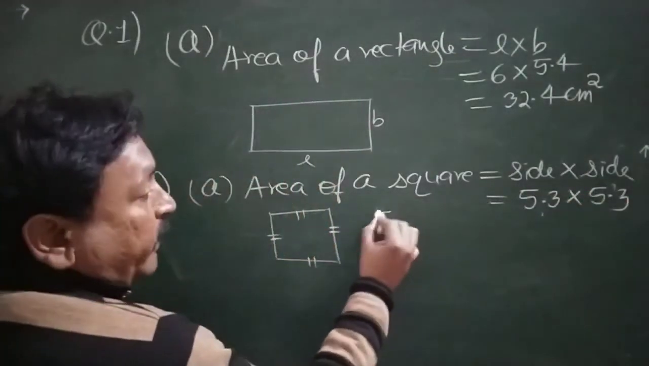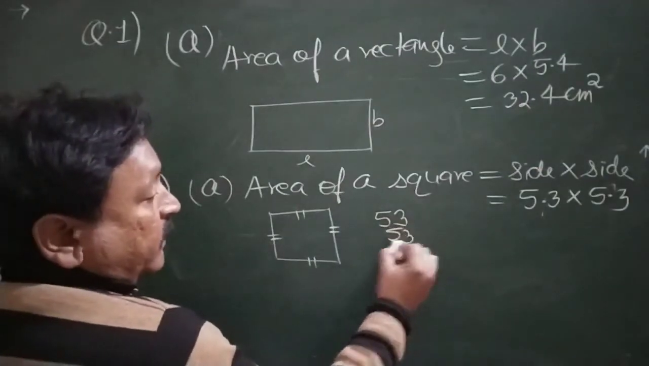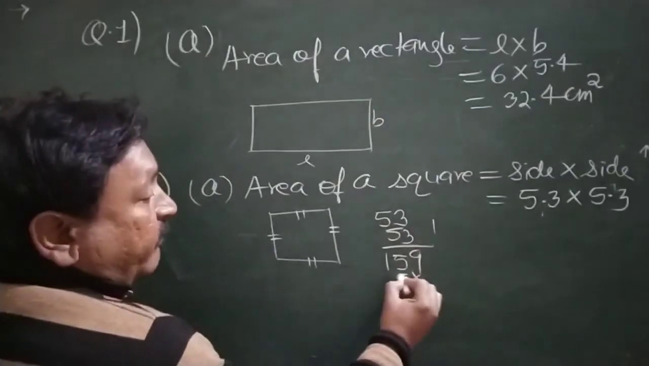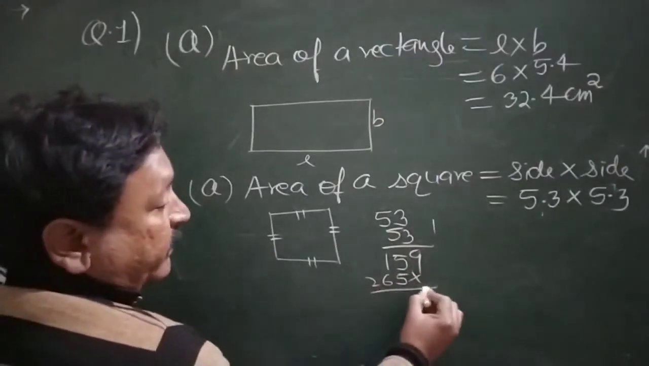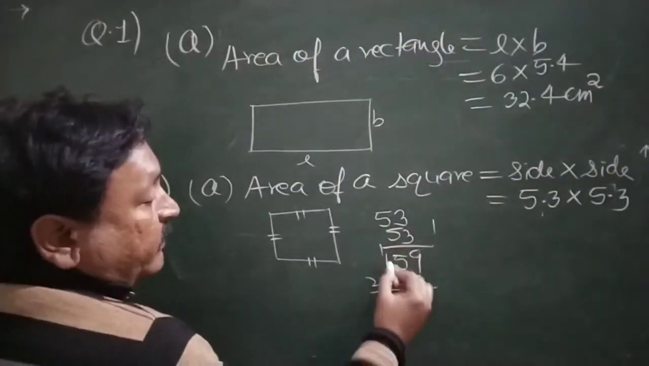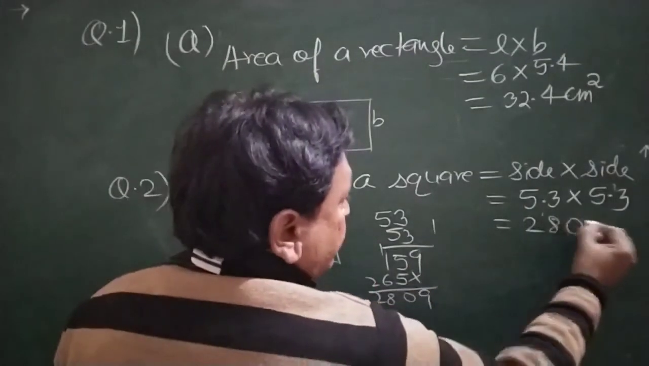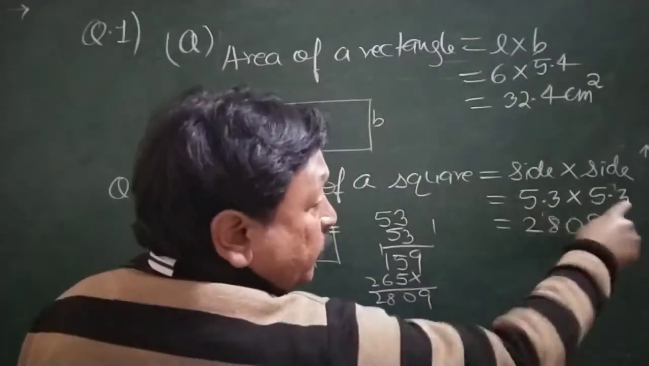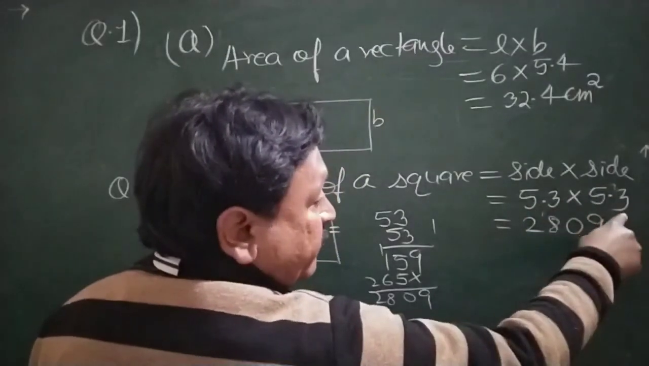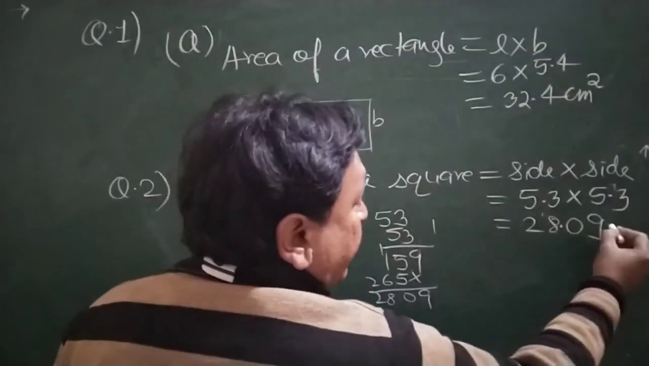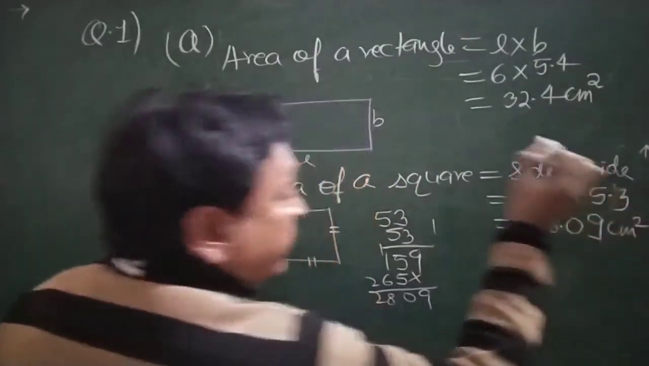So what do we have to do? We just have to multiply. 3 threes are 9, 5 threes are 15, 5 threes are 15, 5 fives are 25, and adding gives 28.09. After the decimal, 1 digit is here and 1 digit is here. Means we have to put the decimal 2 digits from the back, and the answer will come in centimeter square.